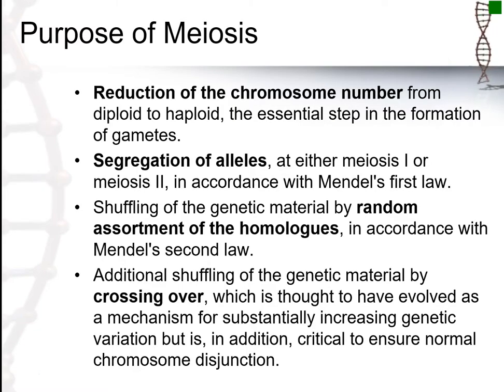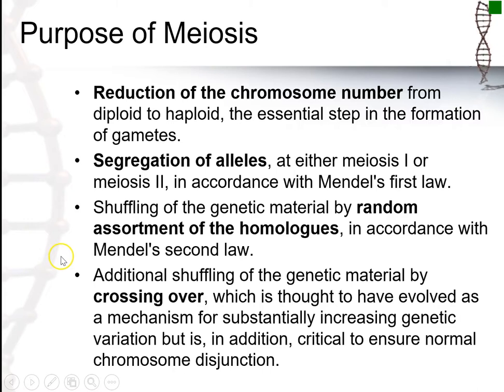Next, we're going to talk about meiosis. The purpose of meiosis is to reduce the number of chromosomes from diploid to haploid. And this is essential. And this is how we don't increase the number of our chromosomes every single generation. So you have 46 chromosomes, you donate 23 to your offspring, and your spouse also donates 23 to go back to 46. Segregation of the alleles at either meiosis 1 or meiosis 2, according to Mendel's first law.